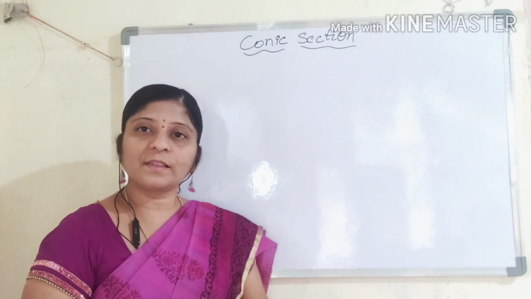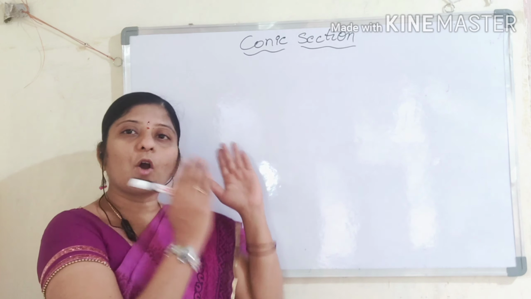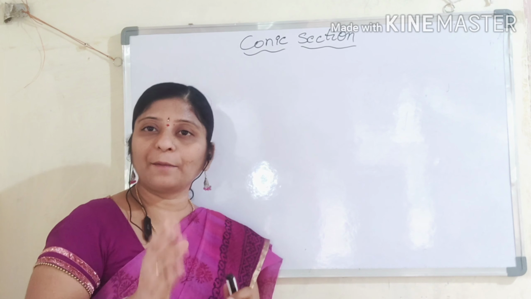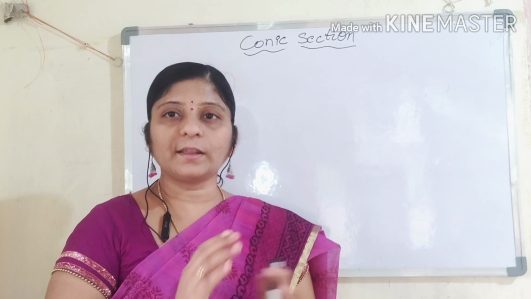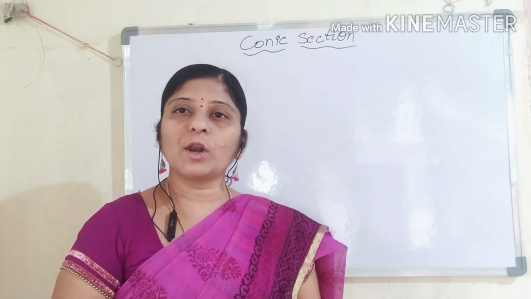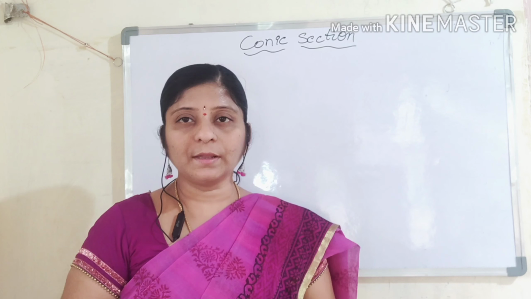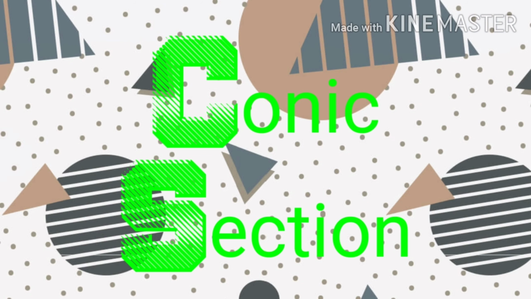In the name itself it has conic section. That means if we cut a cone in different sections, we get parabola, hyperbola, ellipse and circle. Let us see.